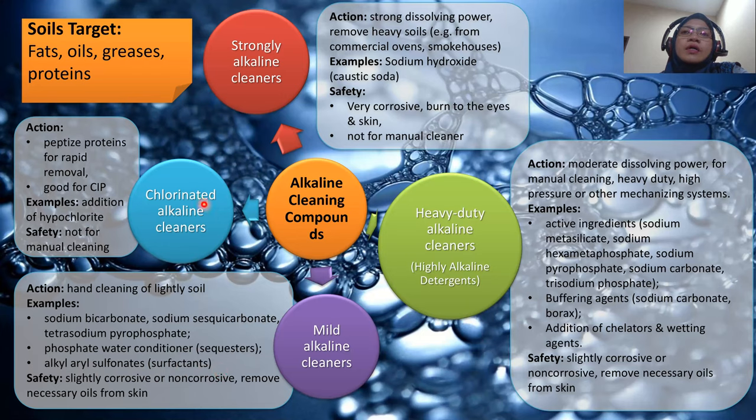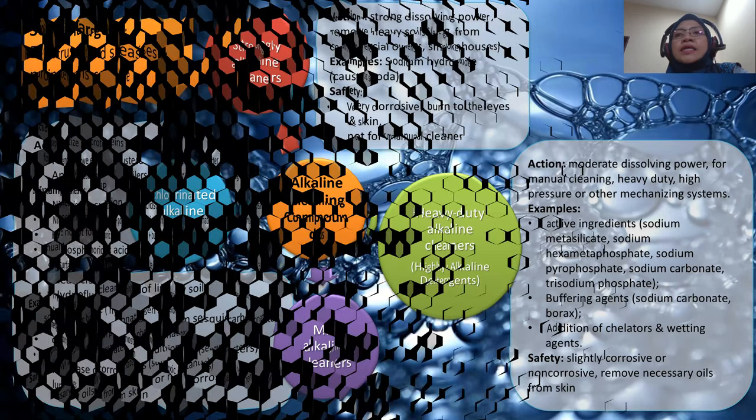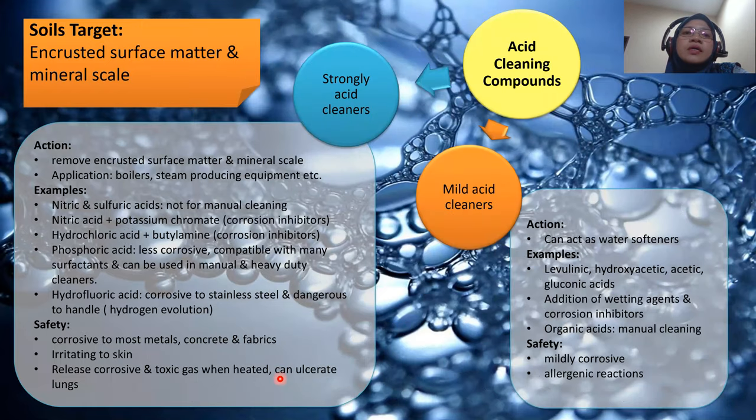All right. Chlorinated alkaline cleaners are produced by adding hypochlorite to alkaline cleaners. These cleaners peptize the protein and accelerate the protein's removal. Chlorinated alkaline cleaners are good for cleaning in place, CIP, but not for manual cleaning. While for acid cleaning compounds, there are two types, which are strongly acid cleaners and mild acid cleaners.